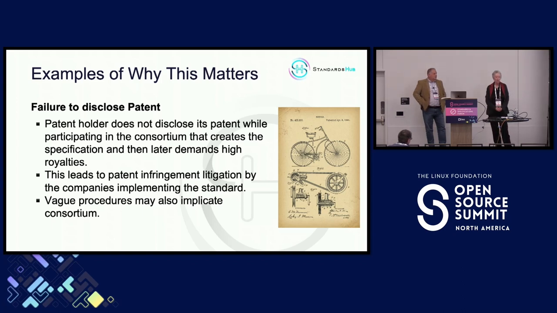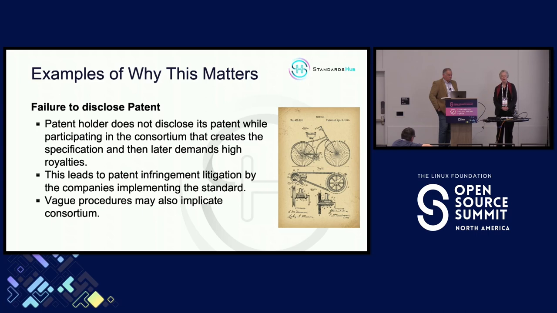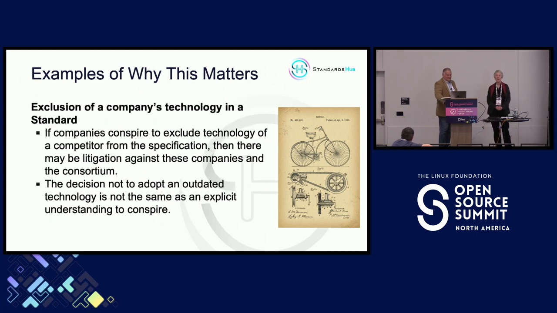This is where a patent holder does not disclose its patent while participating in the consortium that creates the specification and then later demands high royalties. This leads to patent infringement litigation by the companies implementing the standard, and vague procedures may also implicate the consortium itself. So this is of concern, and as I said, we could go into this for quite a while, but we will leave it at, yes, it matters, and there are real life examples.